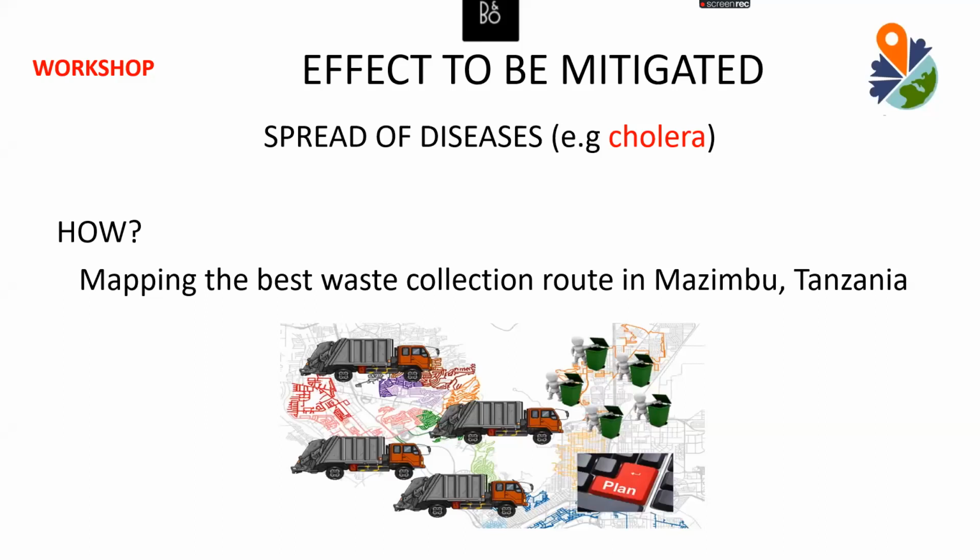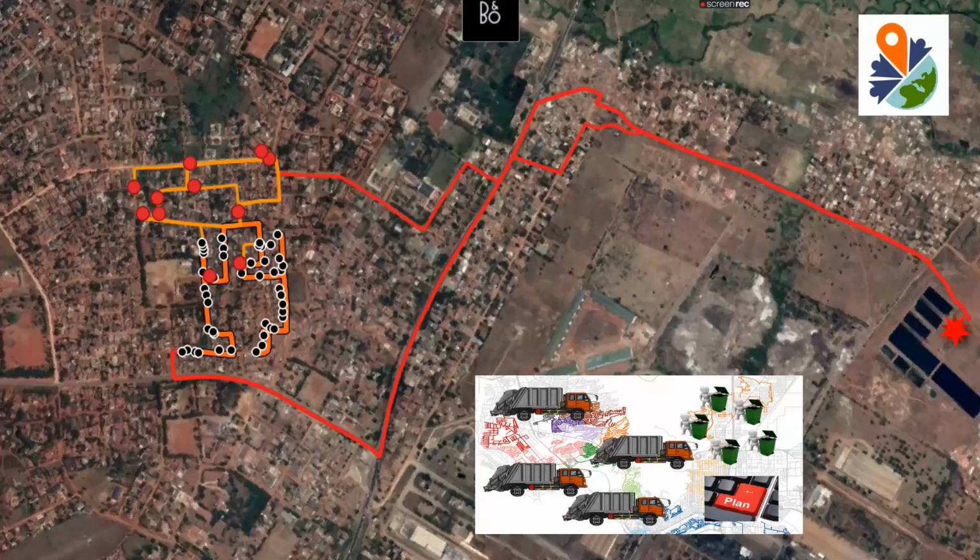So one of the things is mapping the best waste collection route in Mazimbu. This was just an example of how that could be done, and it was demonstrated to the students, and we got some brief understanding of how the data we used can do a lot of good.